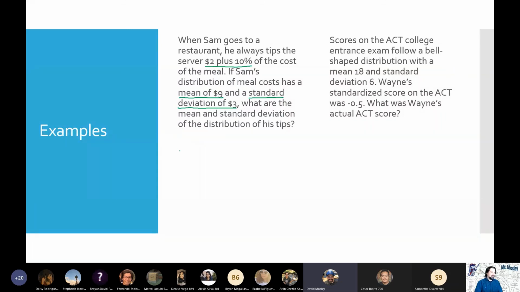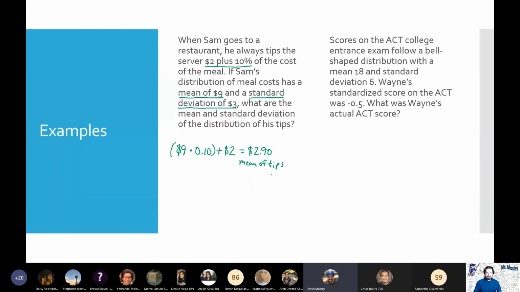So to find the new mean, we take the $9 and we multiply it by the 10%, 0.10, and then add the $2. So we found what's 10% of 9, and then add the money. We get $2.90. This is the mean of the tips.